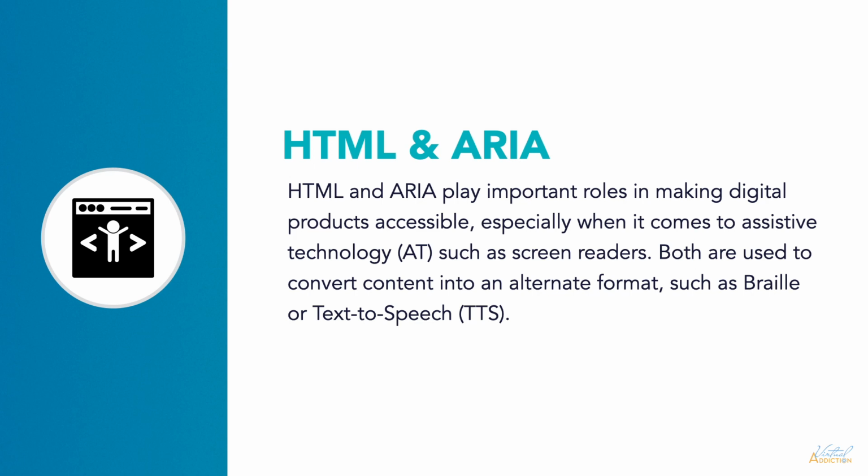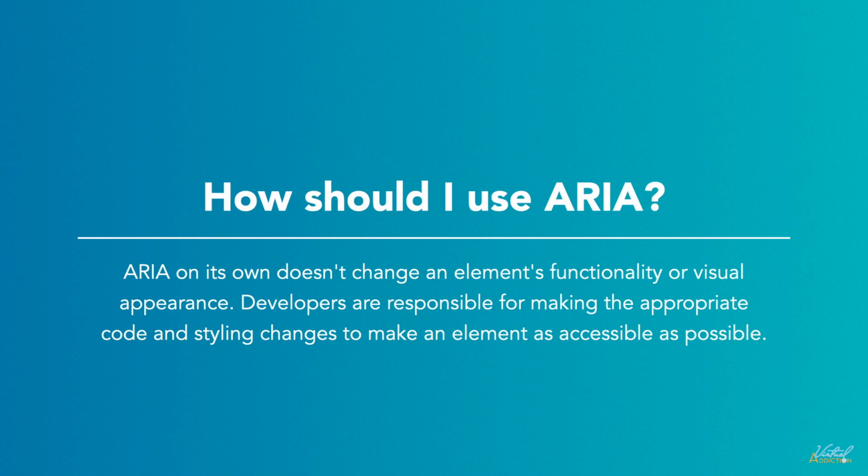When we're trying to build accessible websites, ARIA can definitely assist in making HTML more meaningful, especially to screen readers. Assistive technologies are used to convert content into an alternative format, such as Braille or text-to-speech. ARIA on its own doesn't change an element's functionality or visual appearance. That means that only assistive technology users will notice the difference between a digital product with ARIA and one without it. That also means that developers alone are responsible for making the appropriate code and styling changes to make an element as accessible as possible.